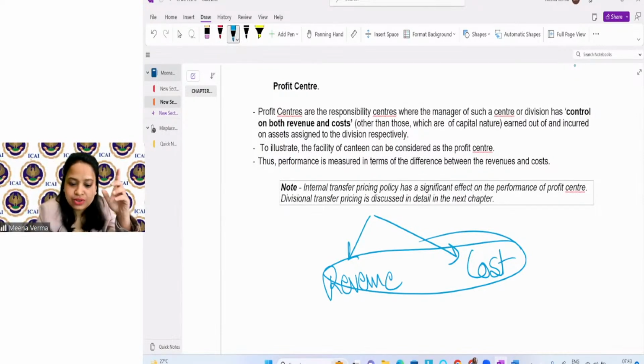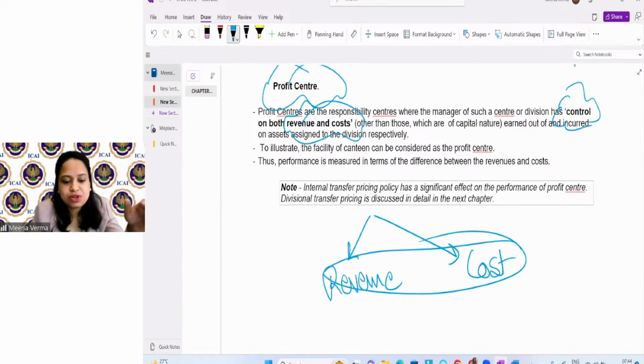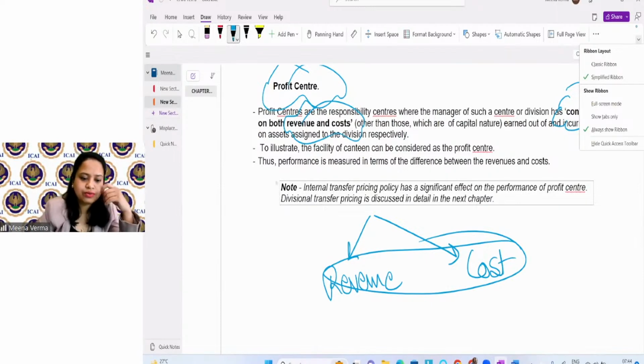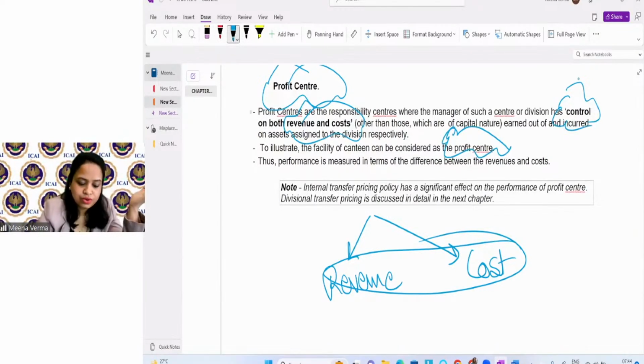Upper level manager who is responsible for both, to generate the sale and to control the cost. That will be what? Profit center. So in case of profit center, what will happen? The manager is responsible to control both revenue as well as cost. Their responsibility is to generate both, right? So they are responsible for profit center. Simple. Revenue as well as cost. They are responsible for both. All right.